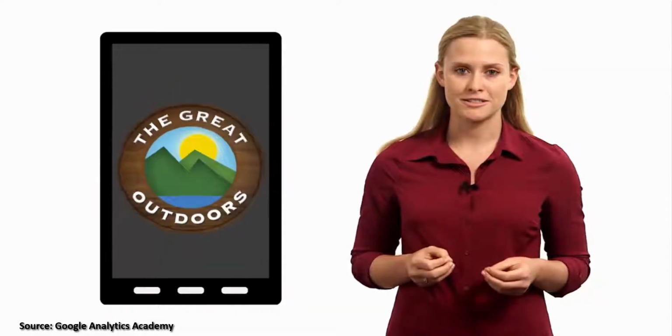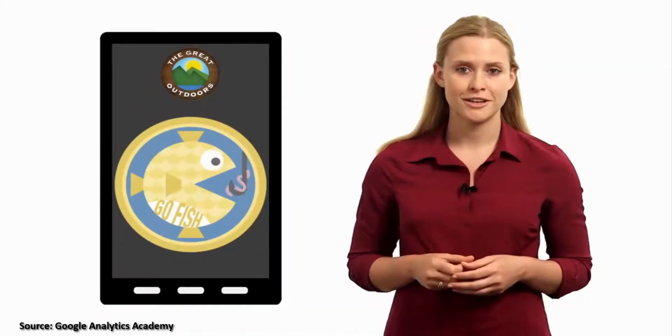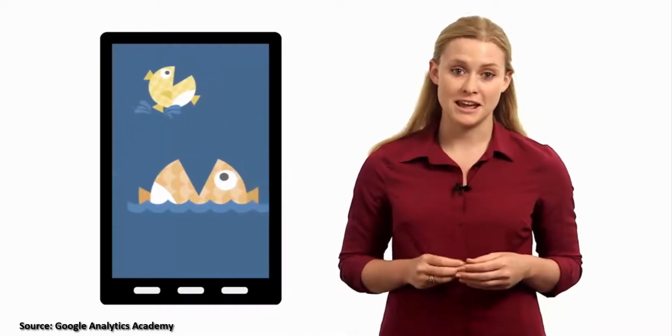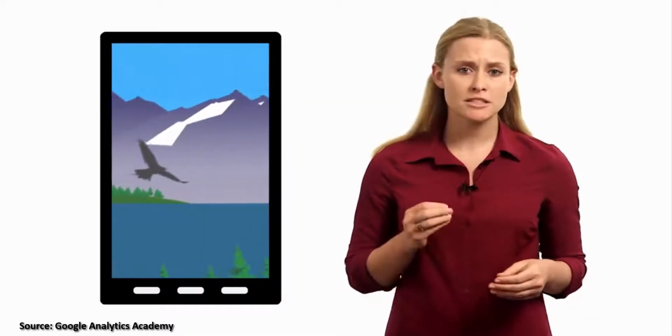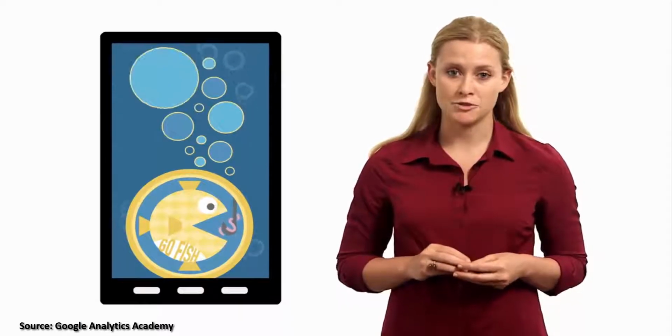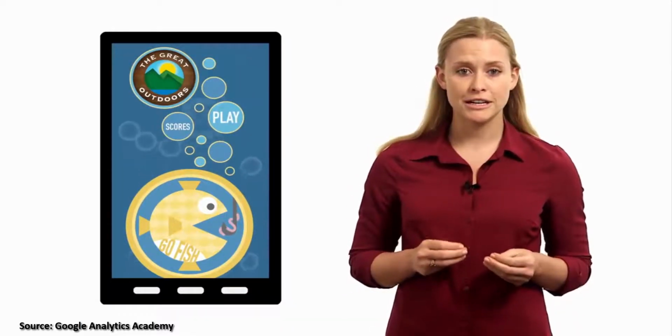As an example, we'll use a fictional outdoor recreation and sporting goods company called The Great Outdoors that has an app called Go Fish. Go Fish is a mobile game in which players use virtual fishing equipment like lures, bait, and fishing poles to try to catch different fish on each level of the game. This story will help illustrate some of the challenges of app marketing and some of the solutions Google tools can provide. It's important to note that Go Fish represents only an example of analytics for mobile app tracking. You'll need to take what you learn here and apply it to your own app goals.